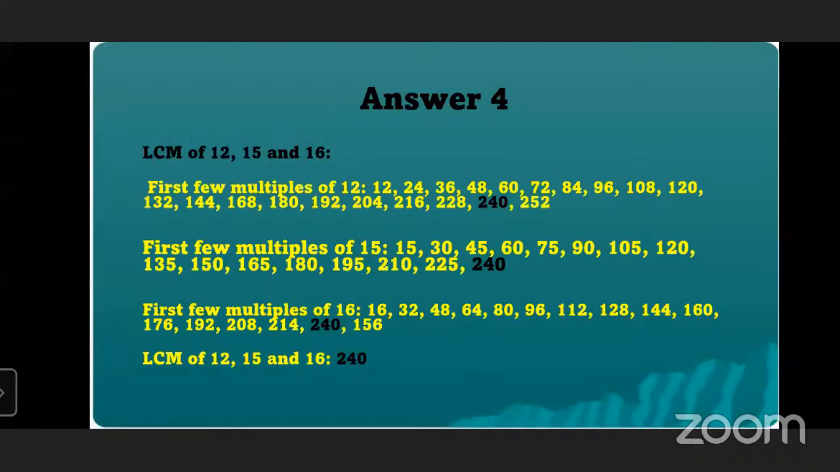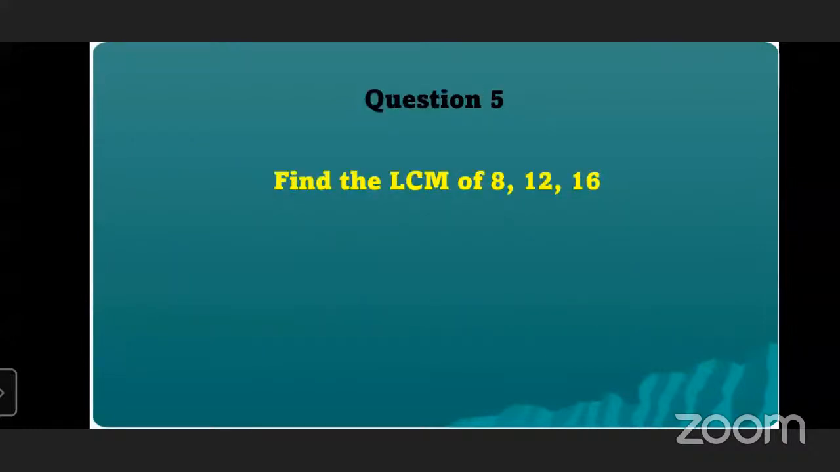Any doubt? No, sir, no doubt. Now, let's move to the next question. This one is a small one. Find the LCM of 8, 12, and 16. The lowest common multiple of the numbers 8, 12, and 16. What we have to do is write the multiples of 8, multiples of 12, and multiples of 16.